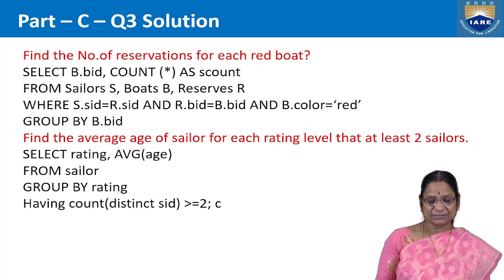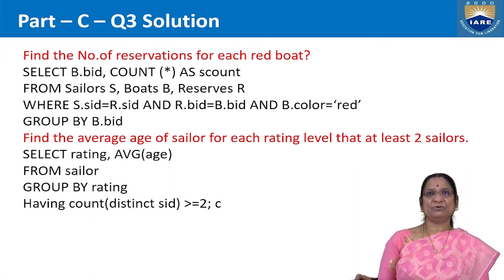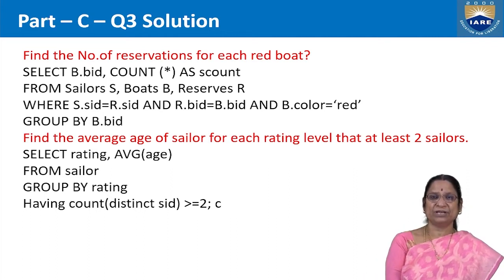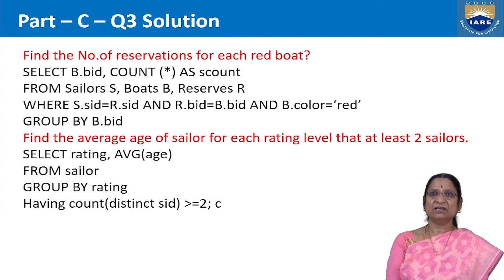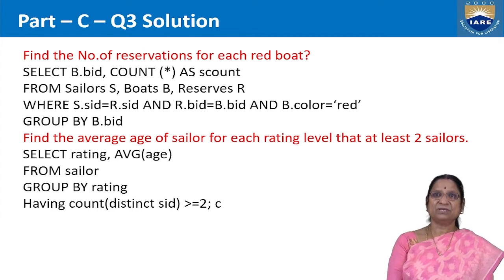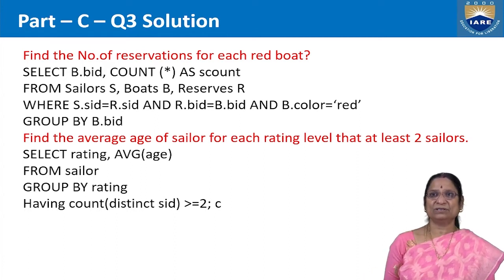Another query: find the number of reservations for each red boat. So, we have to find the number of reservations, which means counting the reservations for each red boat. Each BID will have certain reservations, so for the red boats, whoever reserved, those numbers are going to be observed. So SELECT BID, COUNT(*) as S count from Sailors, Boats and Reserves. 3 relations have to be considered because we have to find out whether the color is red as well as who reserved that particular boat. That's the combination we need, but group by BID.